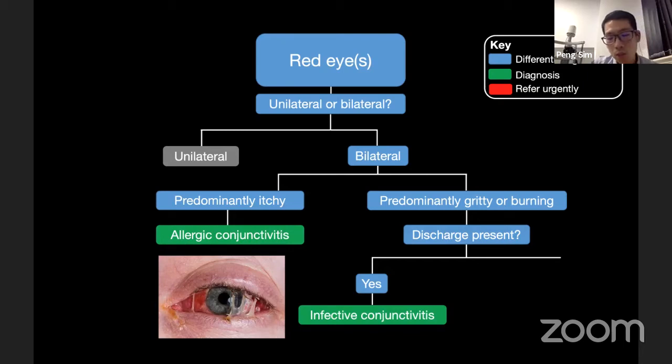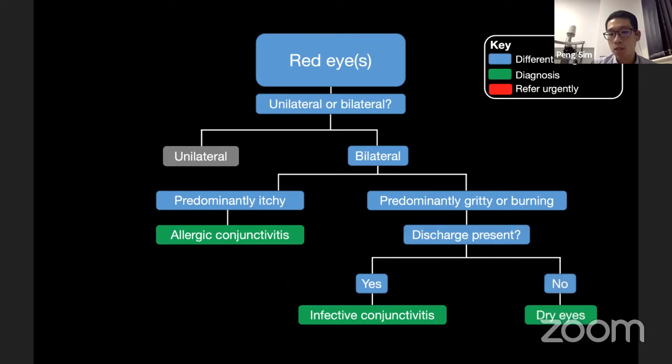But in more than 90% of cases, it's usually a virus, and it would resolve without any treatment. And if there is no discharge present, then it's usually just the eyes being a bit dry, causing a bit of irritation. As you can see here, under the bilateral red eye pathway, all the final diagnoses are labeled in green, so they are fairly reassuring.